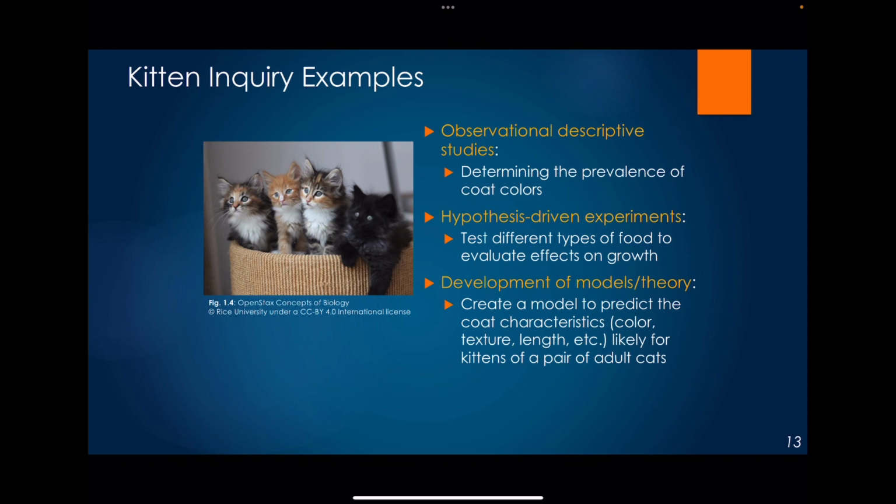Hypothesis-driven experiments would be the testing of different types of food to evaluate effects on growth. I mentioned that earlier, right? If I do different types of food brands or amounts of food, however. And then the last one is development of models or theory. You can create a model to predict the coat characteristics likely for kittens of a pair of adult cats.